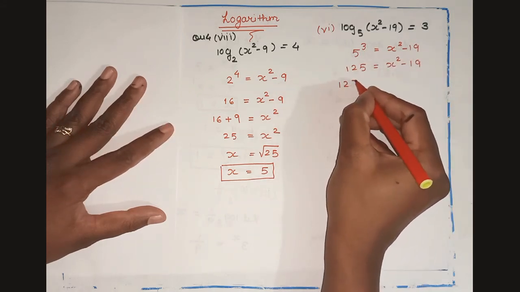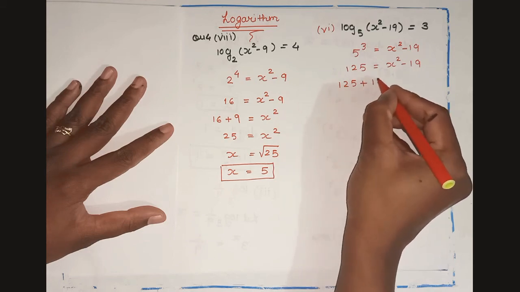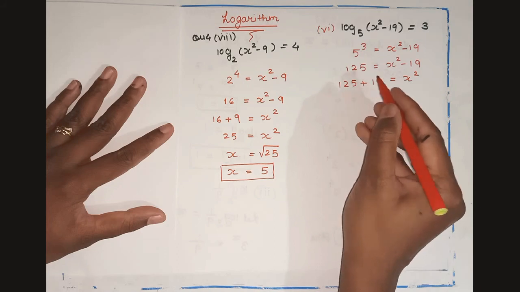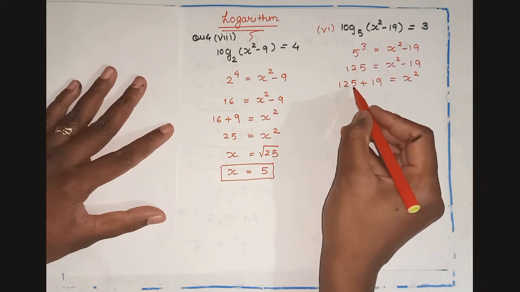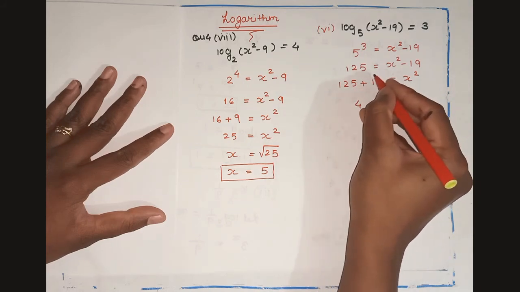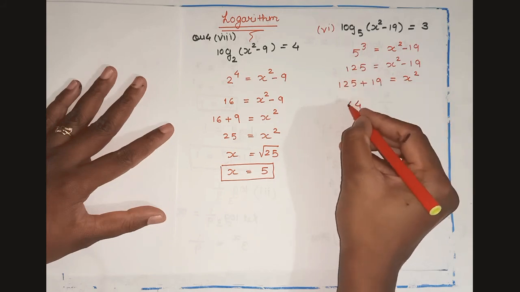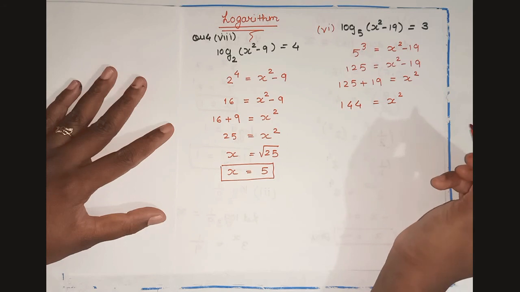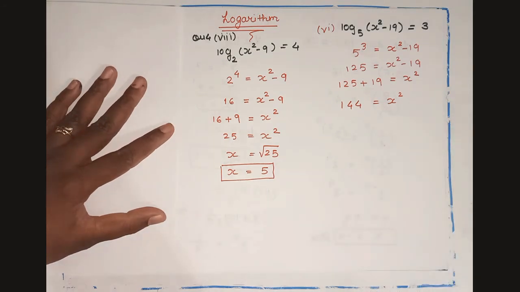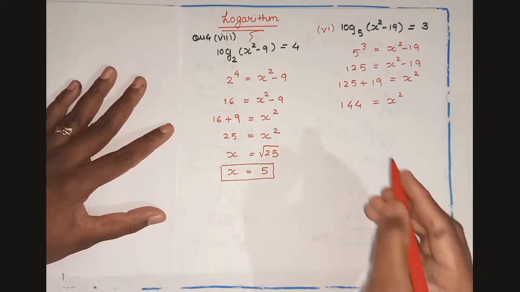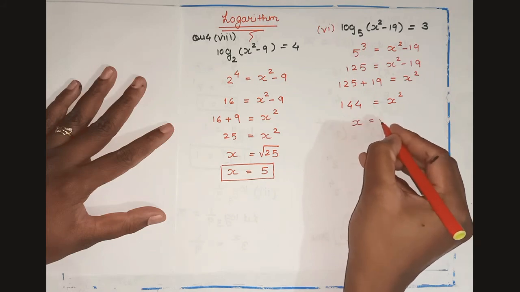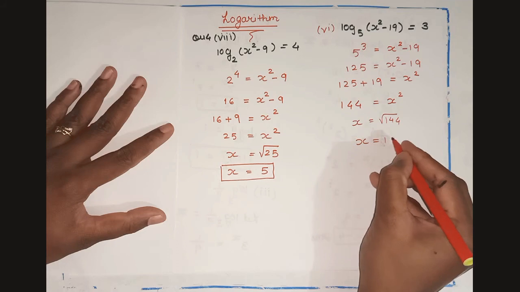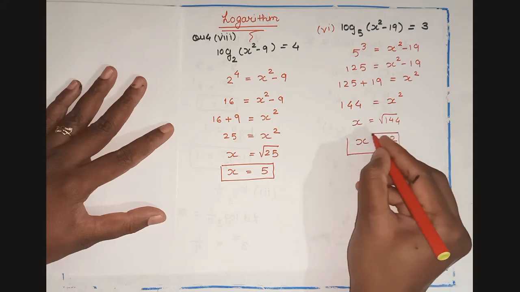So 125 plus 19 equals x square. 9 plus 5, 14, carrying 1. 144 equals x square, and 144 is the square of which number? So x equals root 144, means x equals 12. This is your answer.